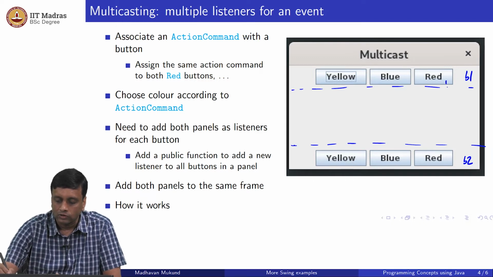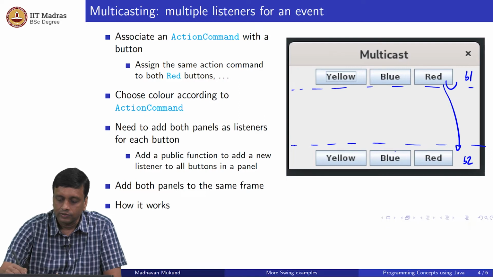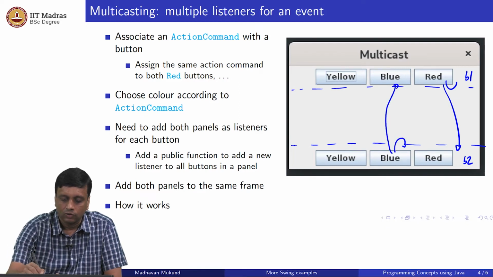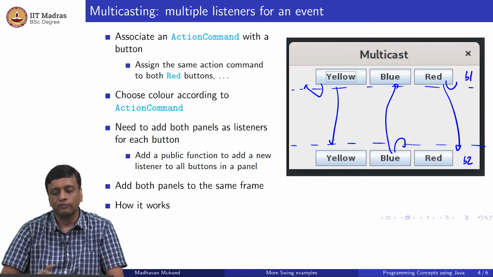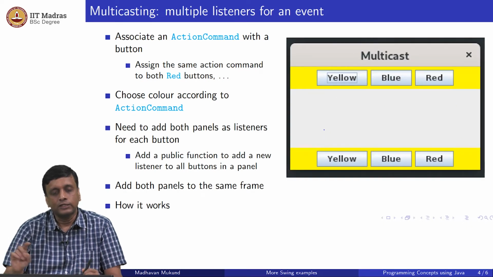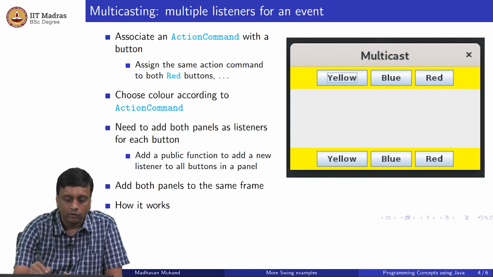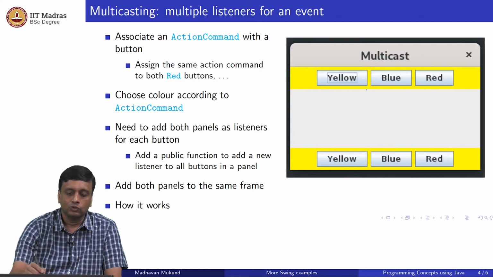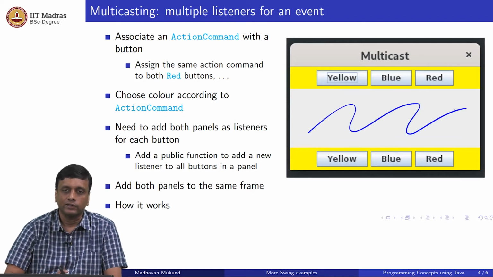So this red talks to here and talks to here. This blue talks to here and talks to there. This yellow talks to itself and talks to here, right. So each of these buttons notifies the panel in which it's sitting and the panel on the other side. So if for instance I press the yellow button, then both these panels become yellow, and now I can see the boundary because only the panel part is yellow. So this is the part in between which doesn't belong to either panel.